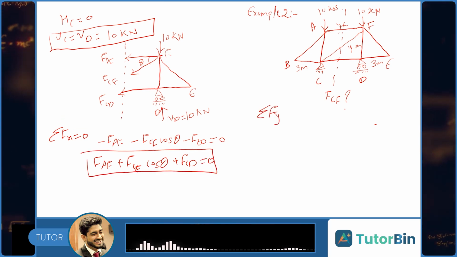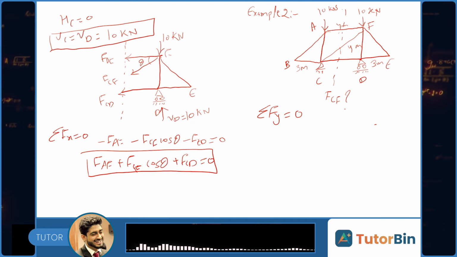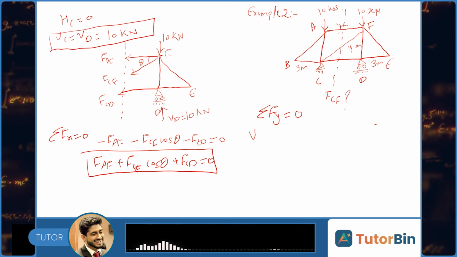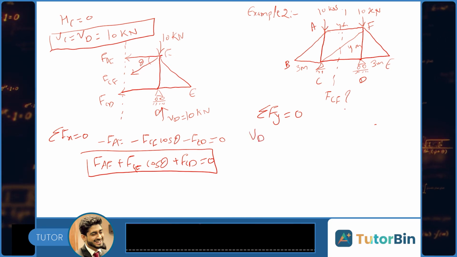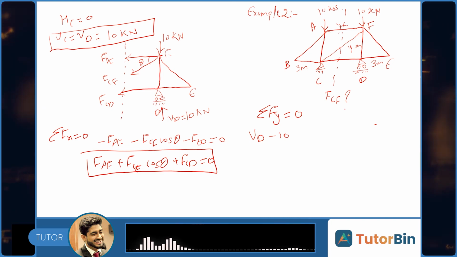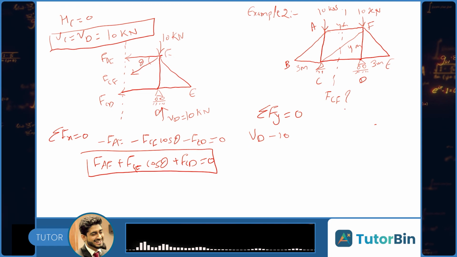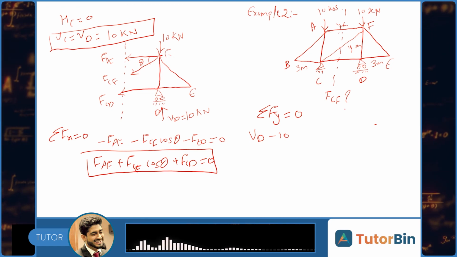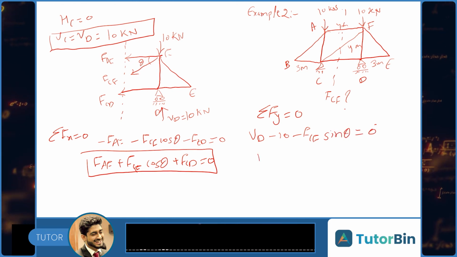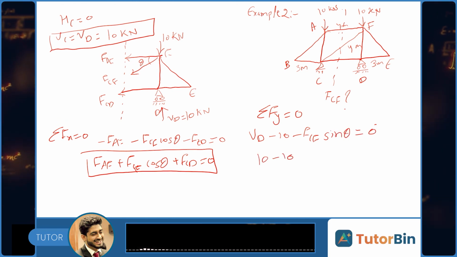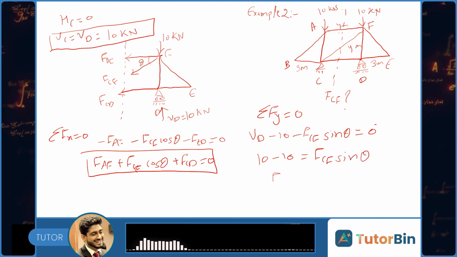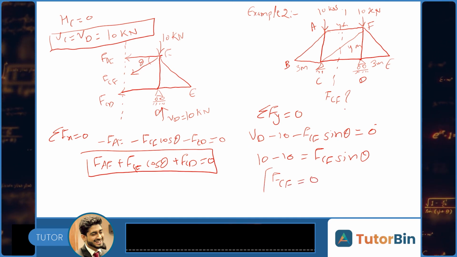And now summation Fy equals to 0 for this part of truss. Vertical forces are this vertical reaction VD, that is in upward direction, and this downward force of 10 kilonewton, and we'll take the component of this force FCF as FCF sin theta, that is also in downward direction, minus FCF sin theta equals to 0. VD is 10 kilonewton, minus 10 equals to FCF sin theta. So this 10 minus 10 will be 0. So FCF will become 0.